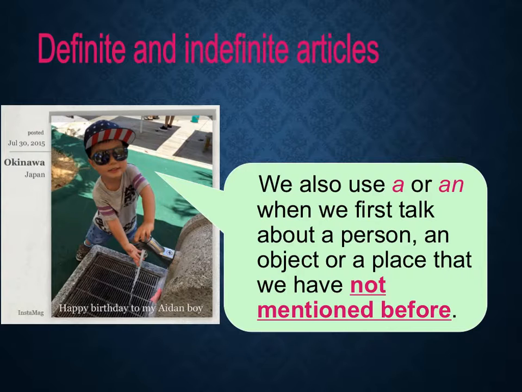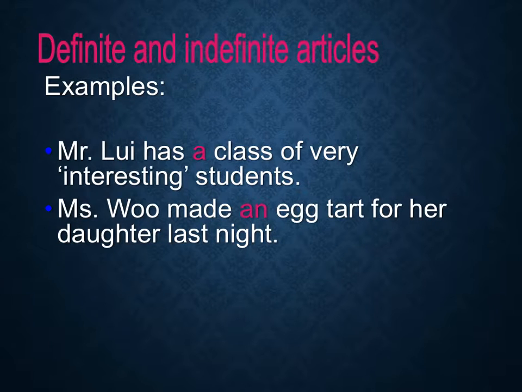And we also use a or an when we first talk about a person, an object, or a place that we have not mentioned before. For example, Mr. Lei has a class of very interesting students. Miss Wu made an egg tart for her daughter last night.